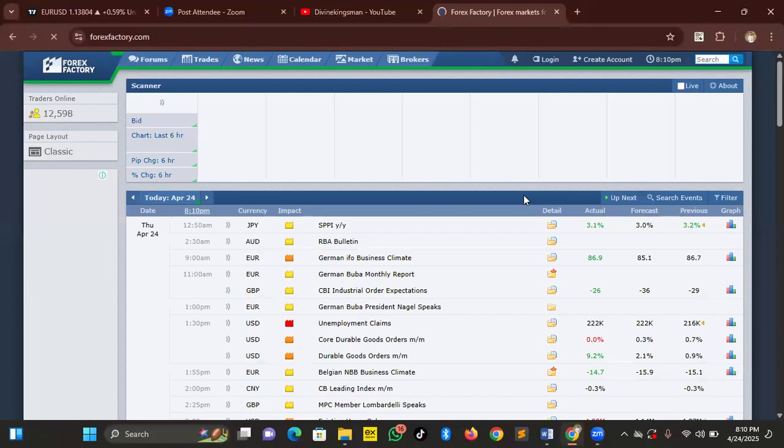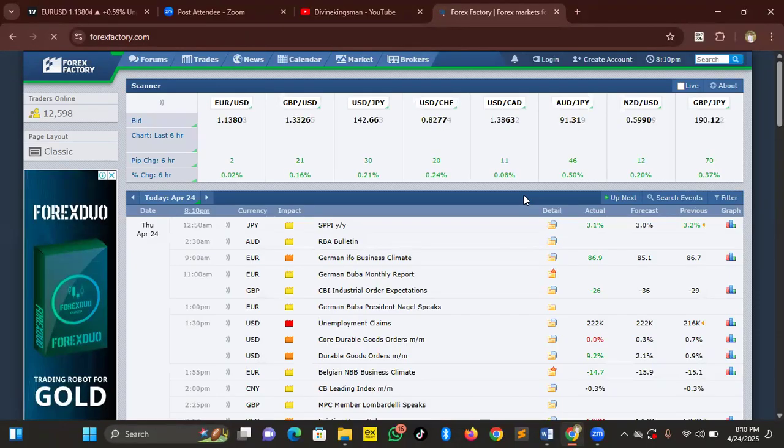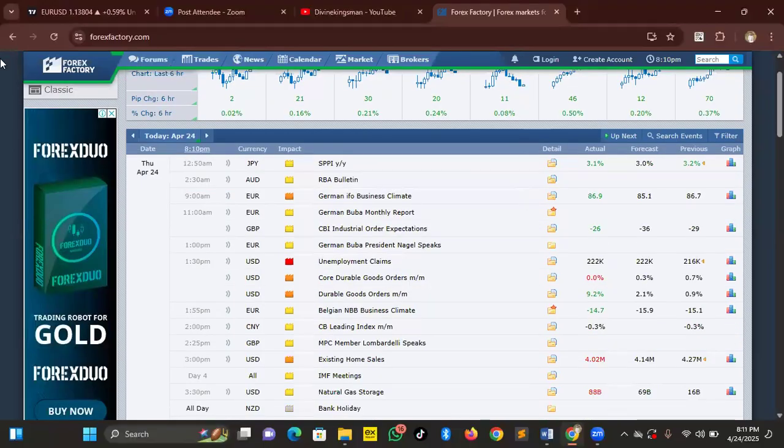Now it's going to bring you to this page, right? So this is what we check. This is how we check news. So now if you check, today is 24th of April, right? So you can see the date here, 24th of April.